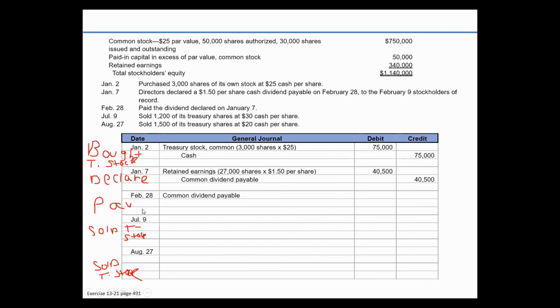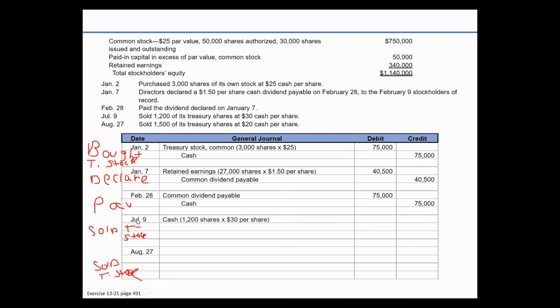Now we're actually going to pay the dividends on February the 28th. So in order to actually pay the dividends, we would debit the common dividends payable, $75,000, and then we would credit cash in the amount of $75,000. They must have had some dividends previously declared that they needed to pay as well.